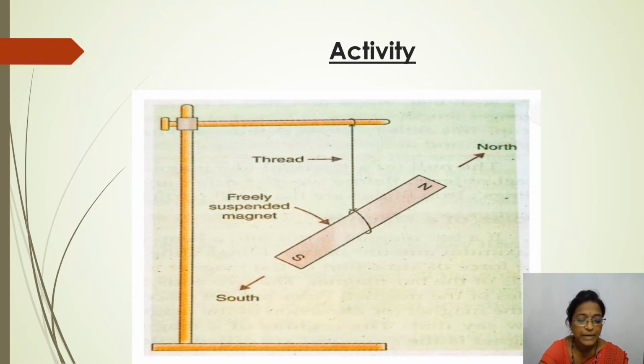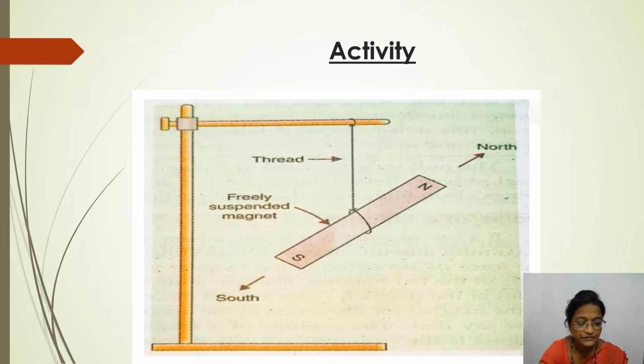Mark 2 points on the ground to show the position of the ends of the magnet when it comes to rest. Draw a line in which the magnet was pointing in its position of rest. Now again rotate the magnet by gently pushing one end in any direction and let it come to rest. So again mark the position of the two ends in its position of rest.